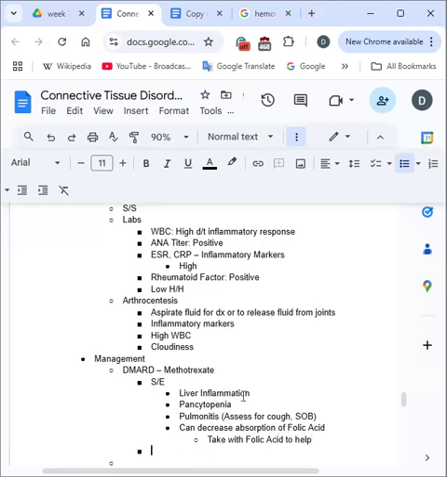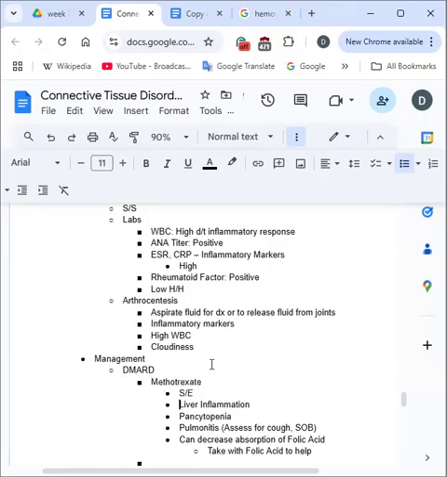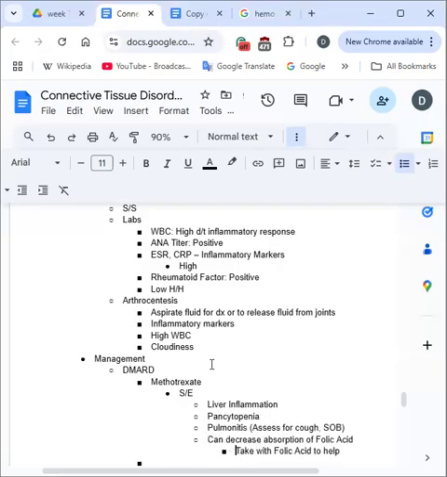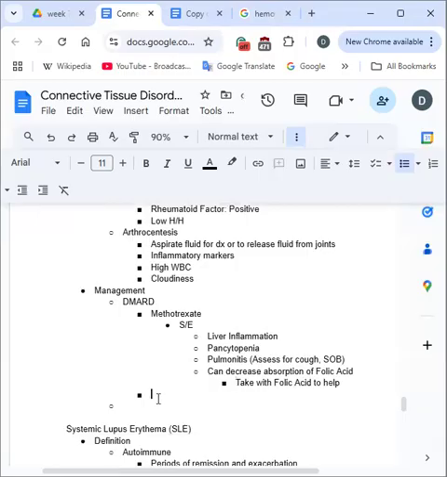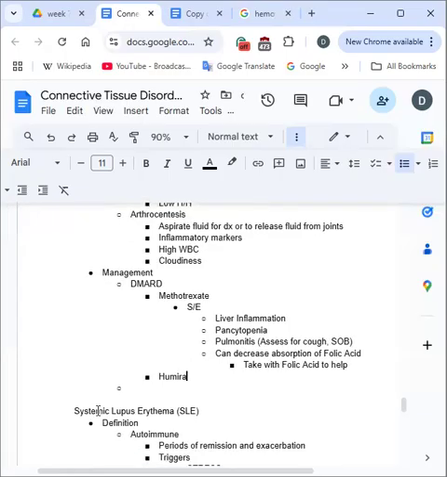Another one as well. The other medication is also kind of given alongside. And there's a whole bunch of side effects, but I don't think that one's as hard.